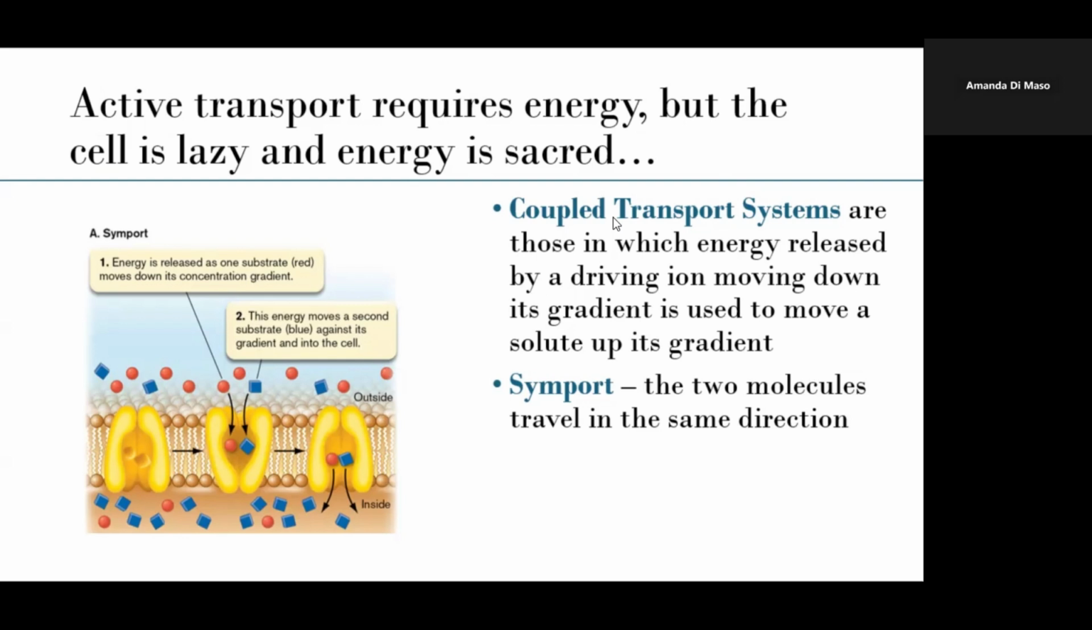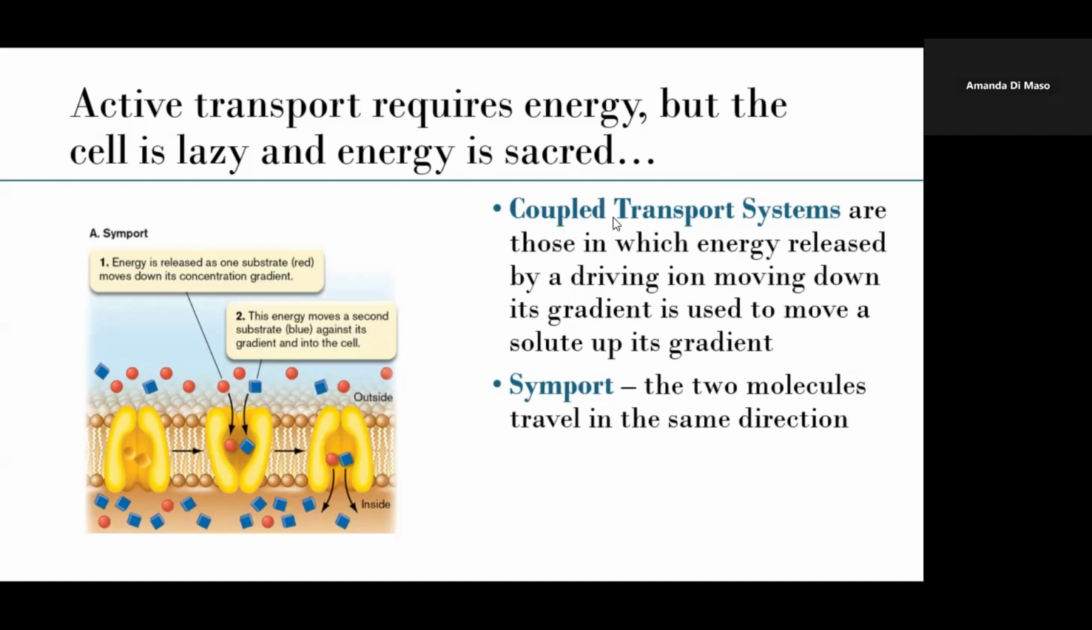One of these is coupled transport systems. So this is where we use these built up gradients and use that energy from the dam to move things across the cell. And we do this in two different ways. The first way is symport. Sym means together. So this is transporting things together in the same direction. So what we see here is we have a high concentration of red solutes outside the cell and a low concentration inside, and it's the opposite for the blue.